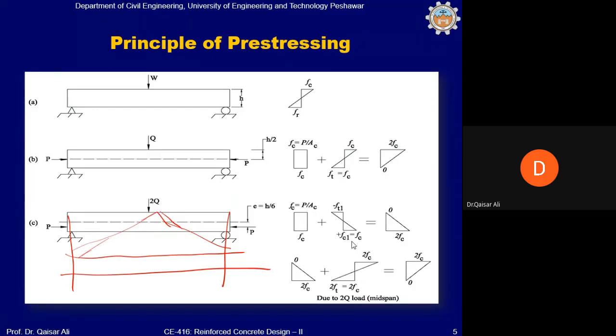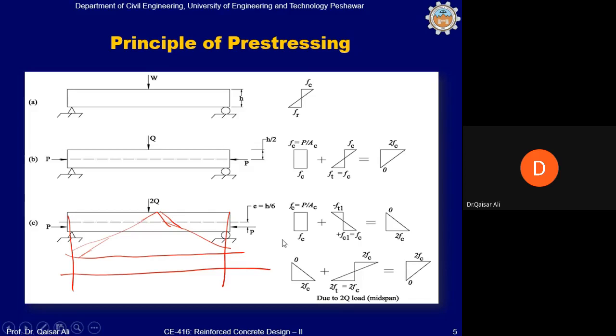So the net effect of this pre-compression before the application of load will be this: Fc minus Ft, because Fc is already present, and this P will produce tensile stress equal to this Fc. So this will be Fc minus Ft equal to 0, and Fc plus Fc equal to 2Fc. So this 0 and 2Fc state of stress already exists before the application of load. But mind that this state of stress exists at the mid-span, not at any other location.